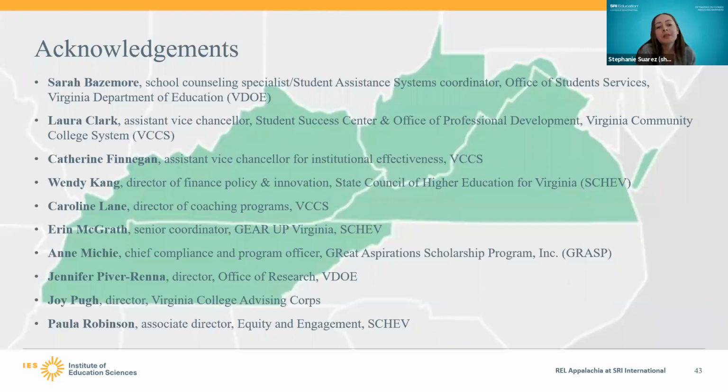The evidence matrix was developed with and for our REL Appalachia partners at the State Council of Higher Education for Virginia, Virginia Community College System, and the Virginia Department of Education, along with several Virginia-based college access program leaders. We wanted to thank the individuals you see here for their partnership and invaluable contributions.